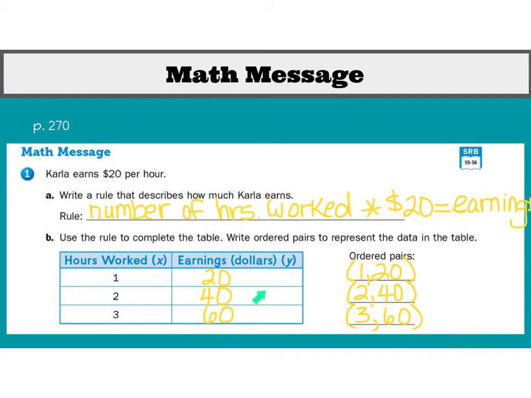So we filled out our table, and then what we would do is we would transfer those corresponding terms and make our ordered pairs here. So we'd have 1 and 20, 2 and 40, and 3 and 60.